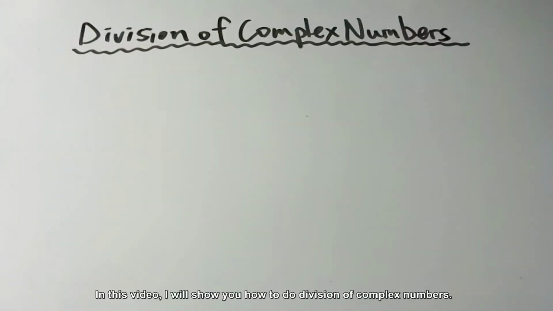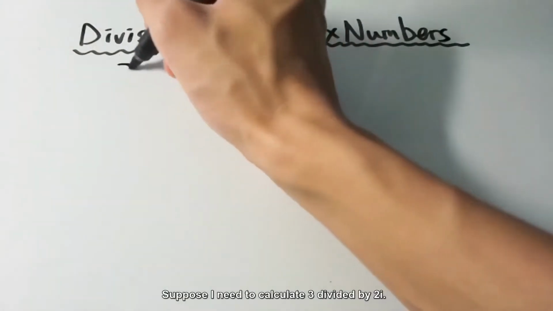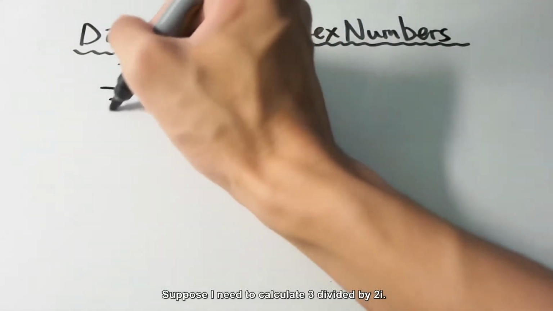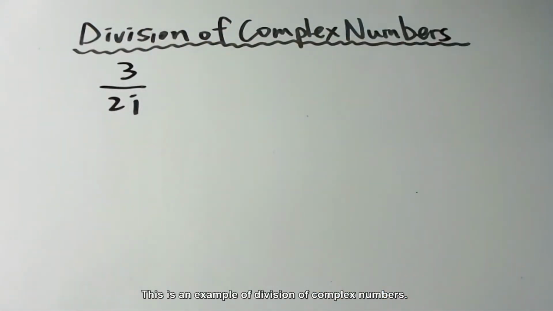In this video, I will show you how to do division of complex numbers. First, let's take a look at this example. Suppose I need to calculate 3 divided by 2i. This is an example of division of complex numbers.